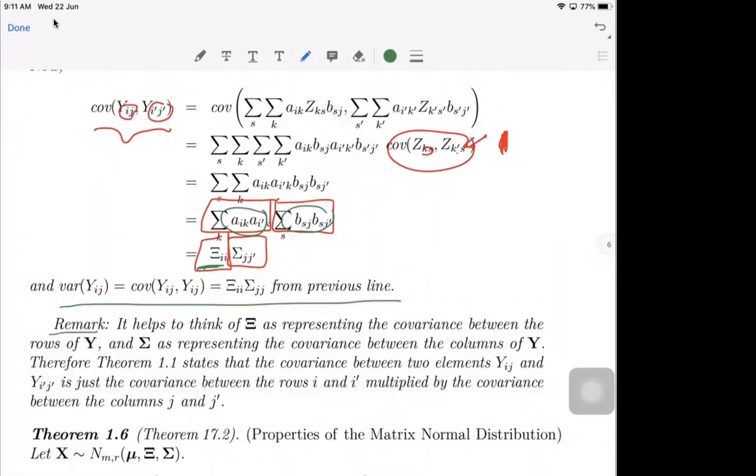So remark, it helps to think that the psi, as I said, will represent the covariance between the rows, no? And sigma will be representing the covariance between the columns of y. So usually for classical statistical methods, we usually assume that the cases, the rows, respondents 1, respondents 2, respondents 3, or row 1, row 2 are independent.